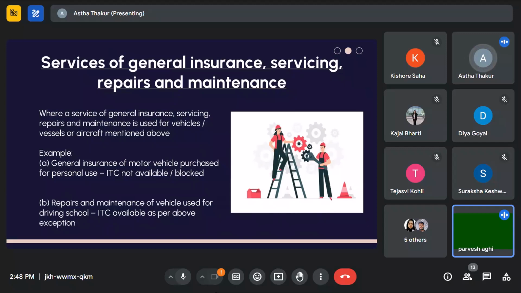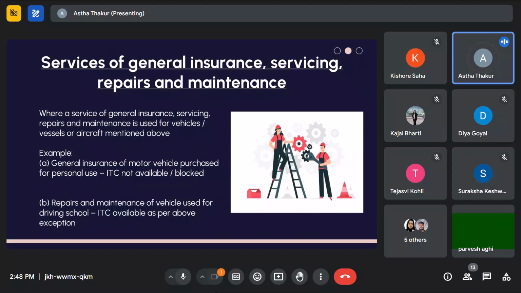But only if the car is being purchased by, I mean, a driving school, or there's a business of selling cars, or you're providing some kind of learning of a motor vehicle, then those are the businesses where the input tax credit will be applicable. Yes, sir, eligible for those.